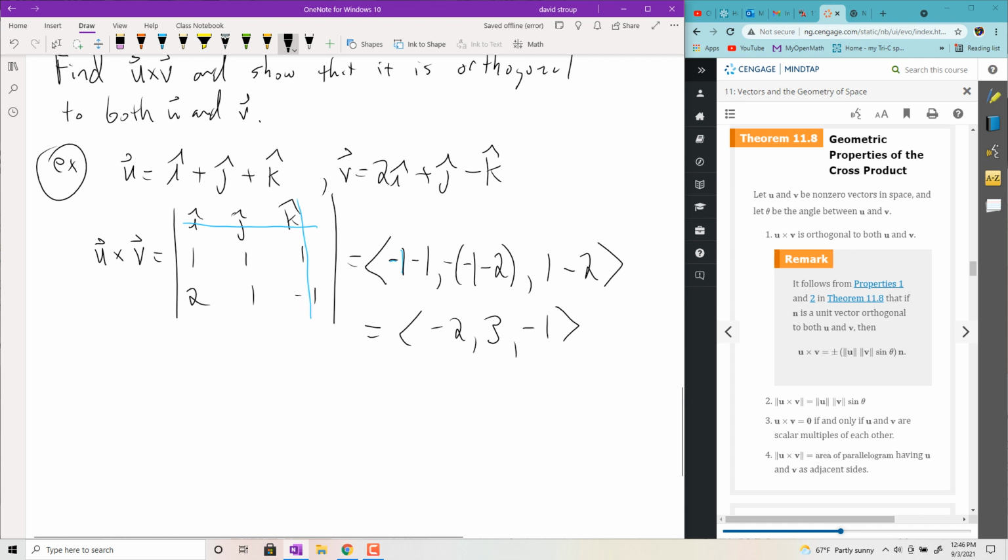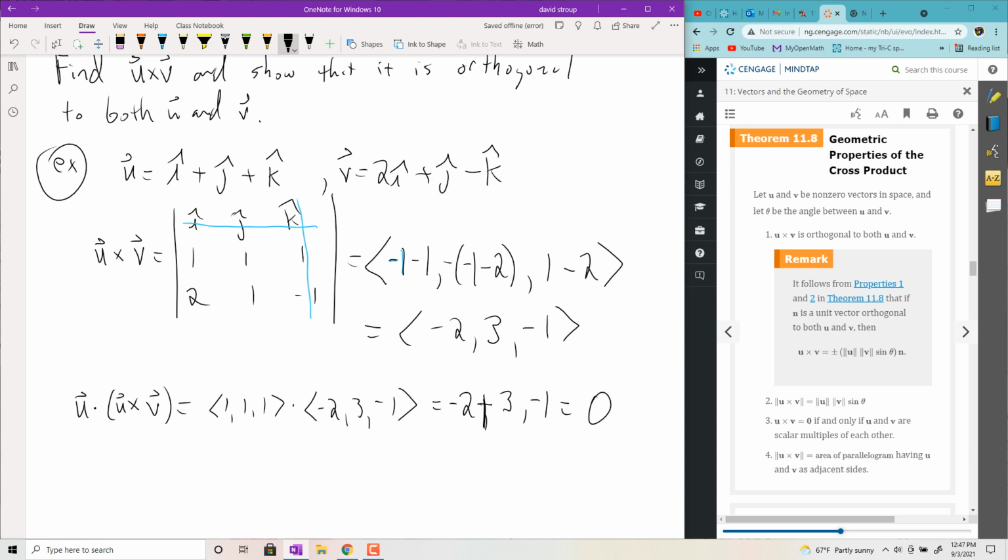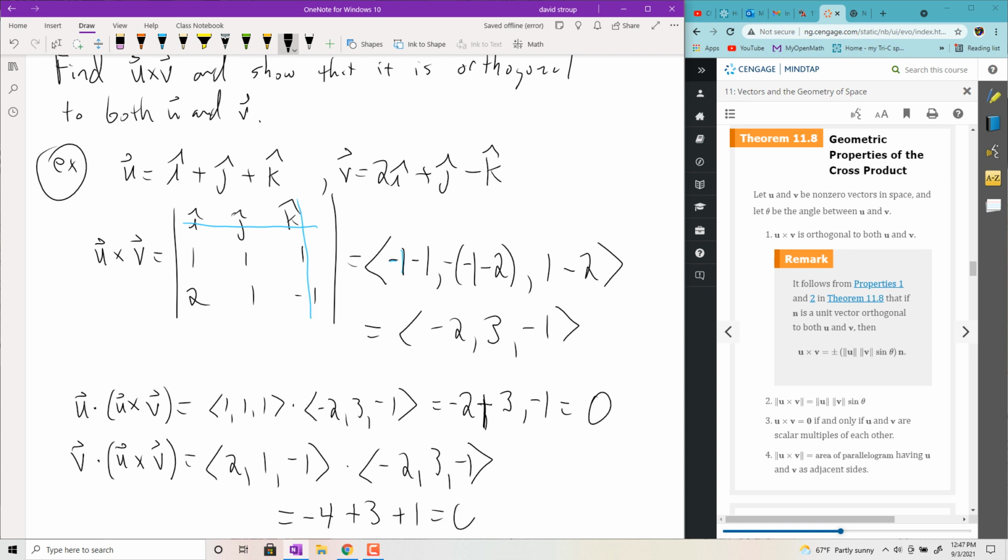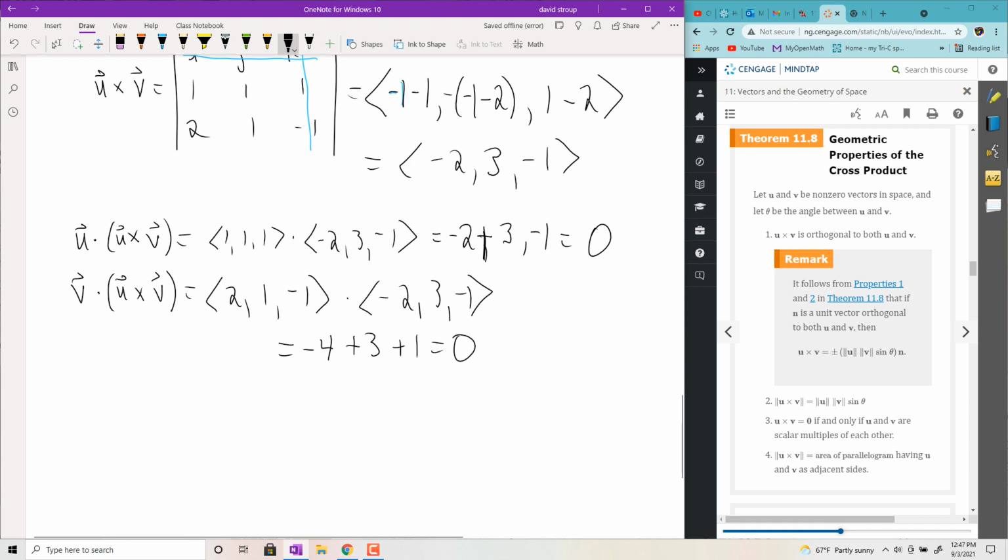Then we want to show that it's orthogonal to both u and v. To do that, you just do a dot product. So u dotted with u cross v equals 1, 1, 1 dotted with negative 2, 3, negative 1. So 1 times negative 2 is negative 2, and we're adding these together, 1 times 3 is 3, 1 times negative 1 is negative 1. So that equals 0. So yes, that works. And then the other vector: 2, 1, negative 1 dotted with negative 2, 3, negative 1. That'll be negative 4 plus 3 plus 1, which again is 0. So that shows that the cross product is orthogonal to both vectors.